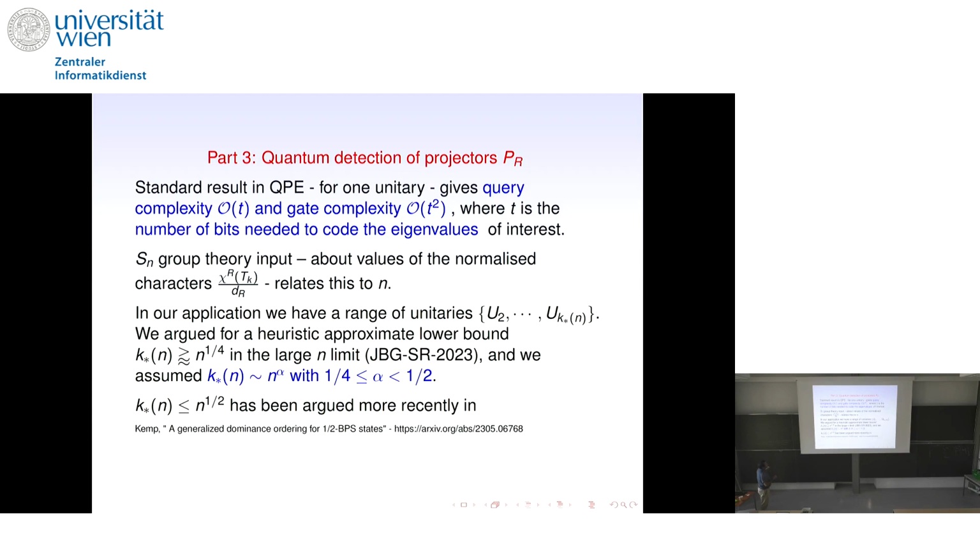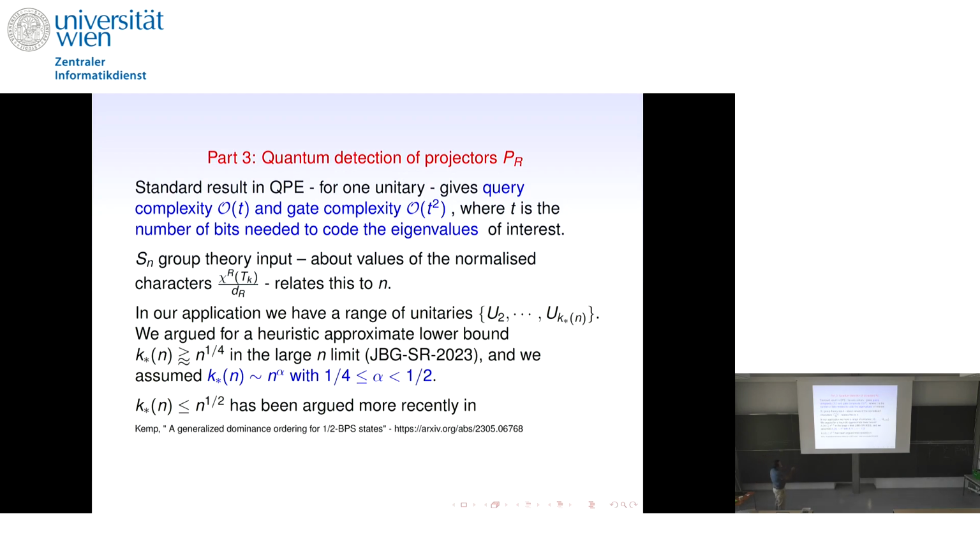order T, the gate complexity is order T squared, where T is the number of bits that you need in order to record your eigenvalue. But your eigenvalues are known things. They are these characters. And there are known formulas for these characters. It turns out that it is also known that this is an integer. So you know that it is an integer, and you know, as R ranges over all possible Young diagrams, what is the maximum value and the minimum value. So there's a range of integers you're interested in. Therefore, you know how many bits you're interested in as a function of n.